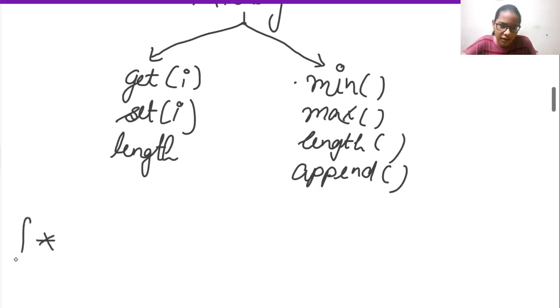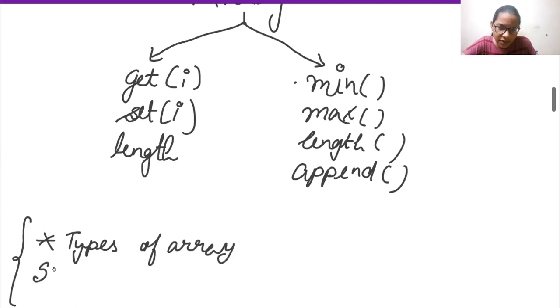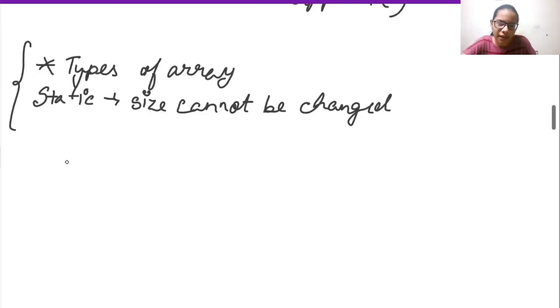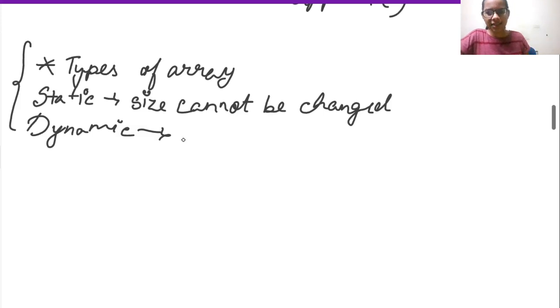Let me just write over here, types of array. Okay, one is static, whose size cannot be changed. Okay, and we have a dynamic array. Okay, so let me write over here, dynamic, whose size can be changed.